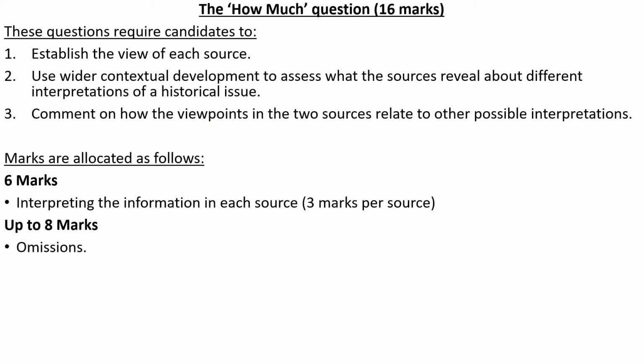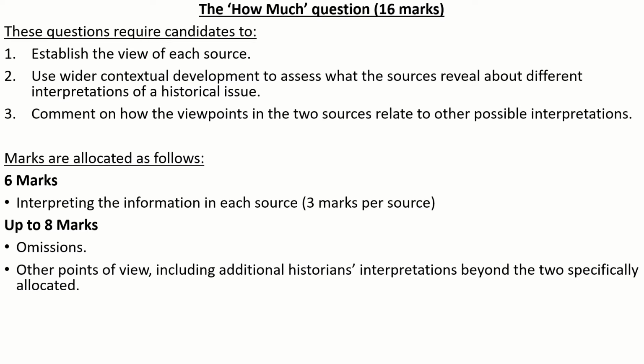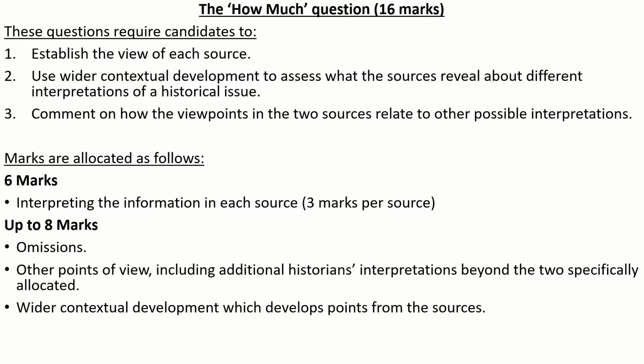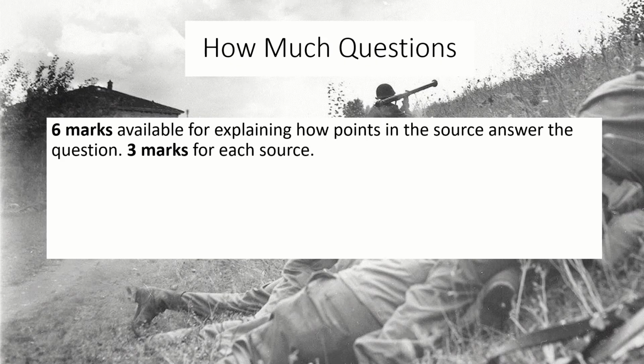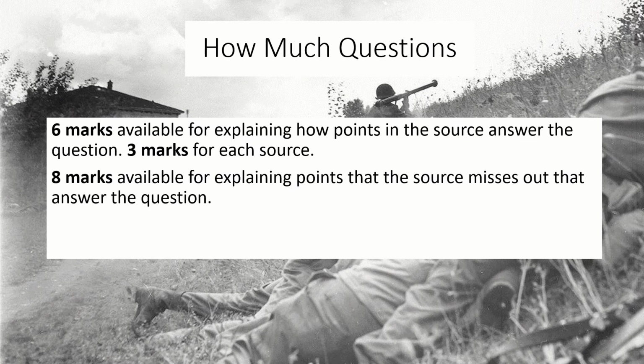8 marks for the wider contextual development, which is obviously omissions, other points of view, so more historiography. Wider contextual development means just adding points to the things in the source, and then finally 2 marks for historiography. So 3 marks for each source, 6 marks in total for interpretation, 8 marks for the stuff the source doesn't say, and 2 marks for historiography.